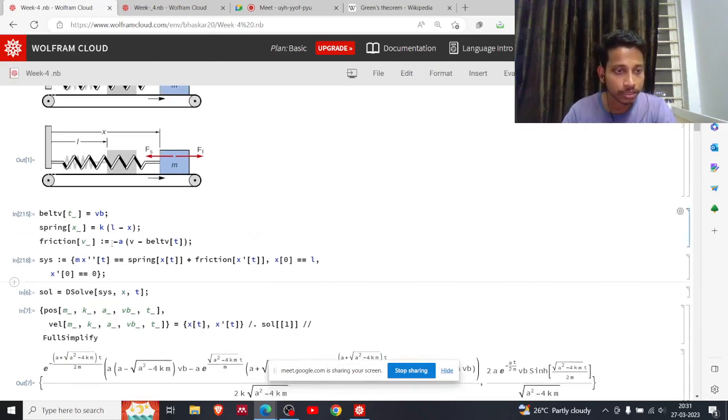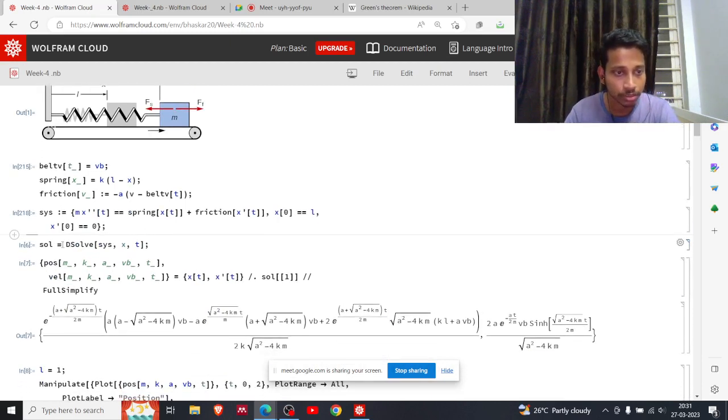So I'll just enter the line because I have already written it. So solution is equal to DSolve sys x. Sys is actually this whole equation. So DSolve sys x t.